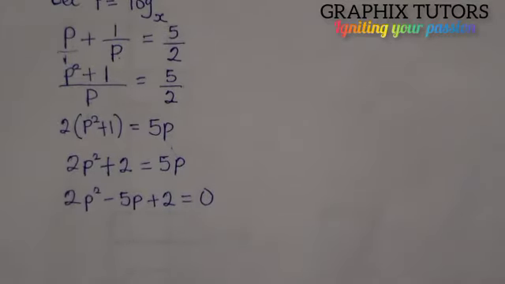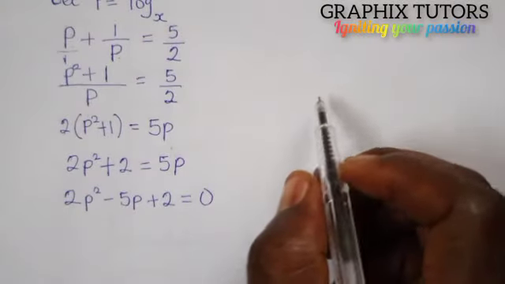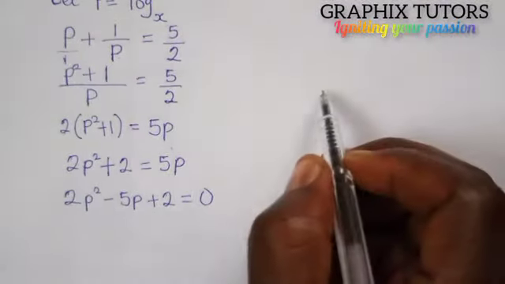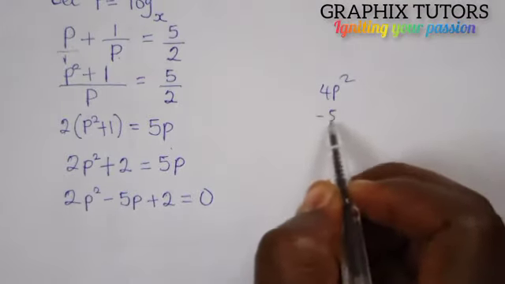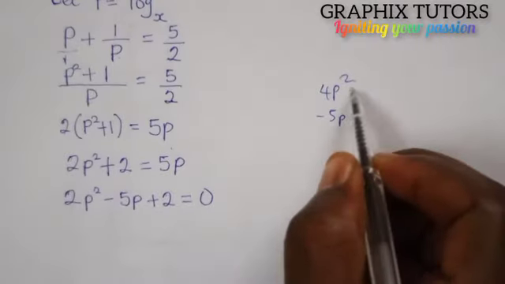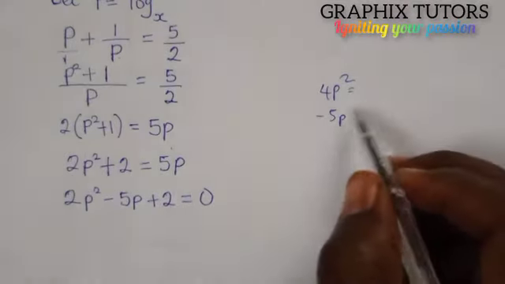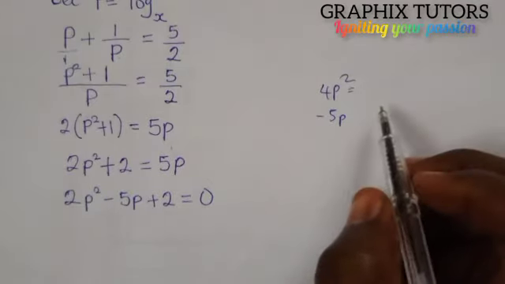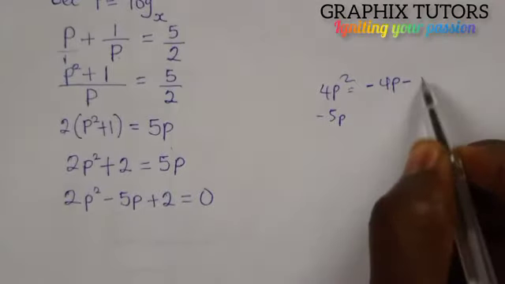Now that leads us to our quadratic equation, so we need to solve quadratically. Just like I said earlier, you multiply 2p squared times 2 to give us 4p squared, and we have my negative 5p here. Now you look for two values that multiply to give 4 and when added give 5p. So we have minus 4p minus p.